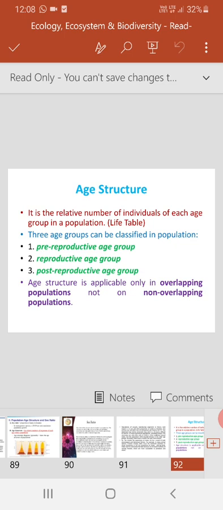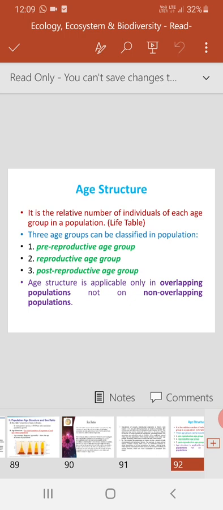and from 16 to 17 to 40 to 45 years, in particular for females, this particular age group will be called the reproductive age group, and beyond that, 45 or 50 to 60, 70 or 80, whatever it may be, is called the post-reproductive age group. So age structure is applicable only in overlapping populations, not in non-overlapping populations.